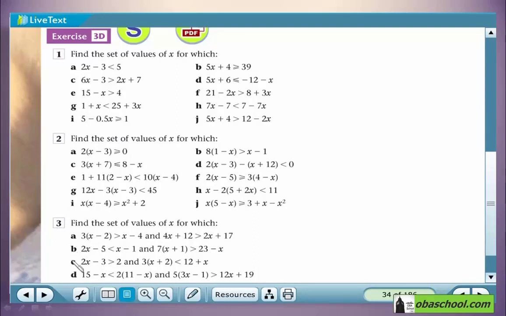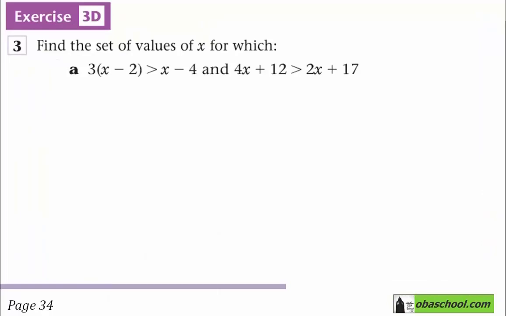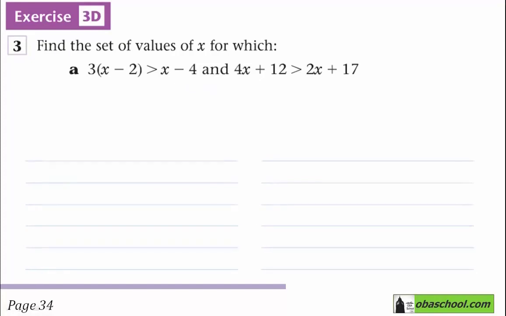In this exercise we have two inequalities and we have to find the set of values of x for which the two inequalities will be true. As for part A, we have to solve each inequality separately. The first inequality is 3 multiplied by (x minus 2) greater than x minus 4.